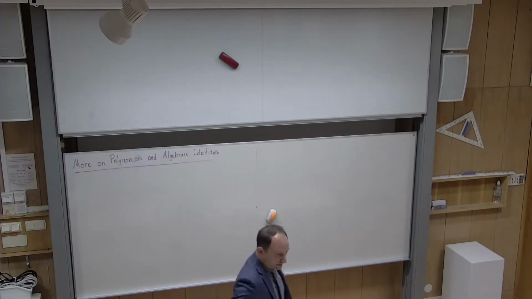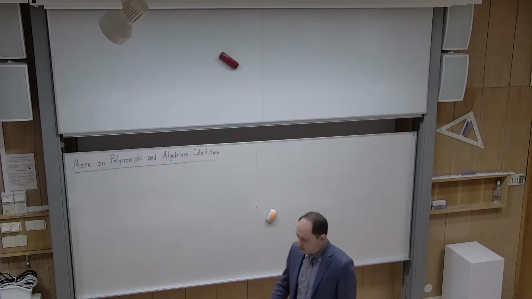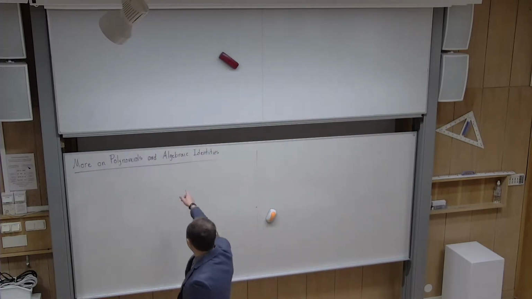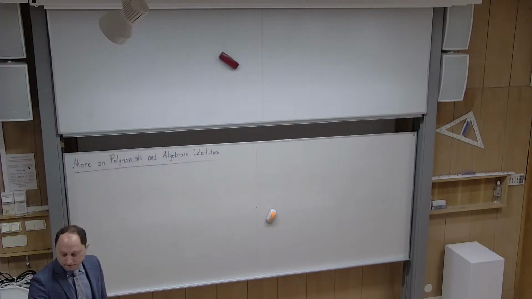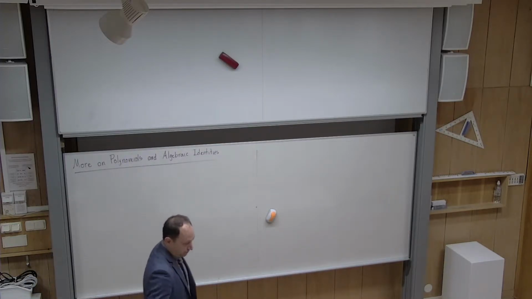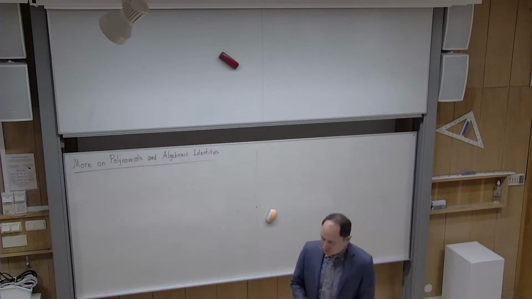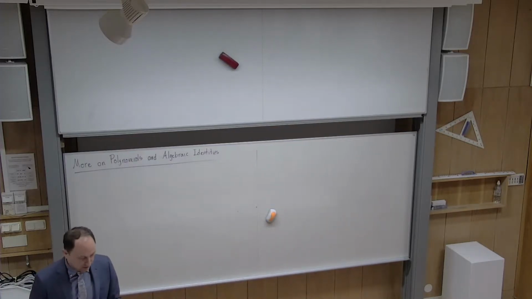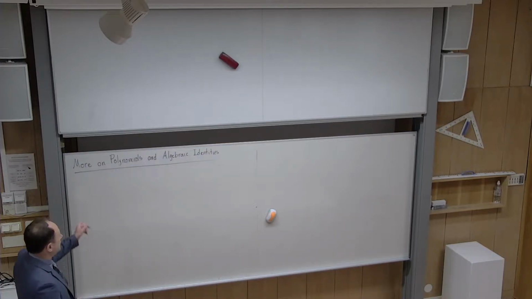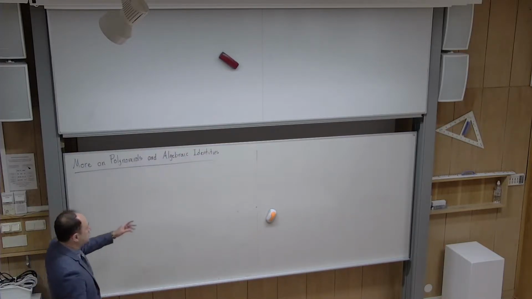Okay, good morning. So we will continue the lesson on polynomials, and then I will also try to cover the new topic, algebraic identities. I want to give you some examples so that you can refresh your memory and work on it, and then we will solve it together and go to the next topic, which is also, of course, not new.